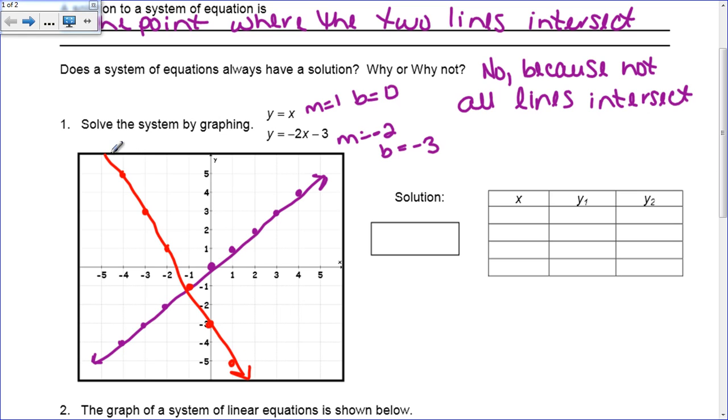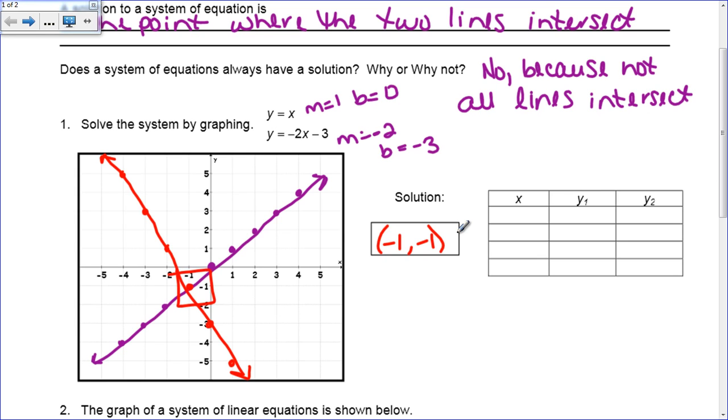And hopefully you see that those two lines intersect. They intersect right here, even though I didn't draw a very straight line. They do intersect at this point right here, and if you'll notice, that's the point negative 1, negative 1. Since that's where my lines intersect, that happens to be my solution. That's my answer. Now we're going to use our calculator to verify this.